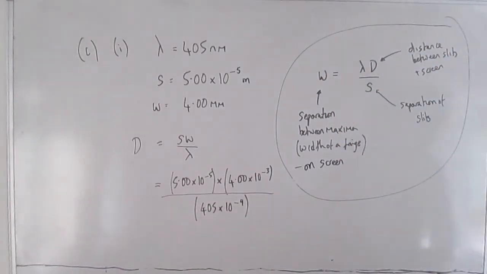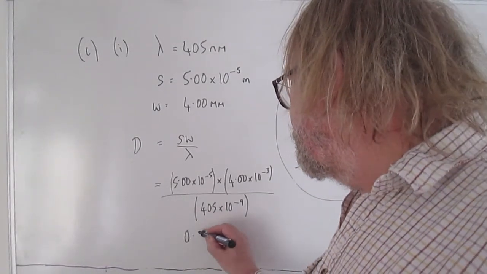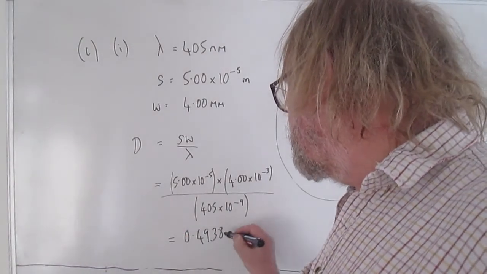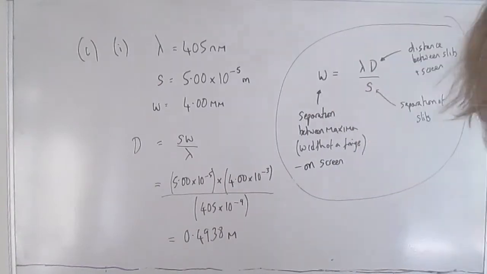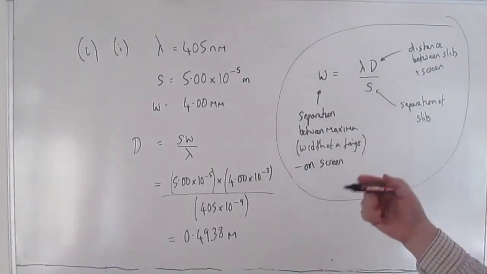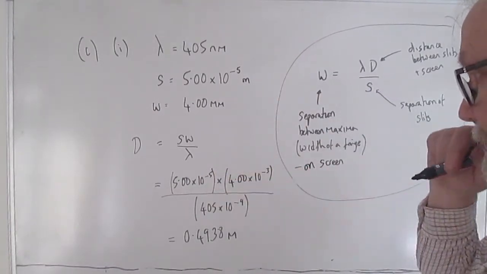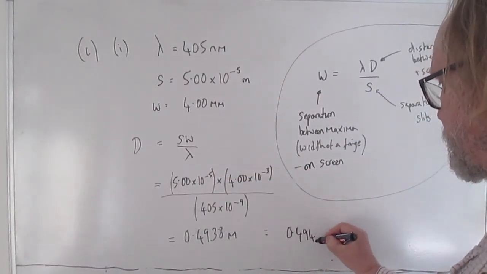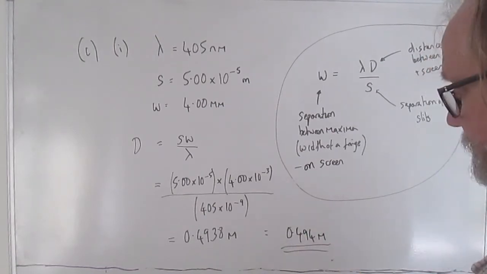Okay, so you can just put those numbers into your calculator and you get 0.4938 meters, which, if we round it to a sensible 3 significant figures, because that's what the data we put in were, so 0.494 meters goes on your answer line.